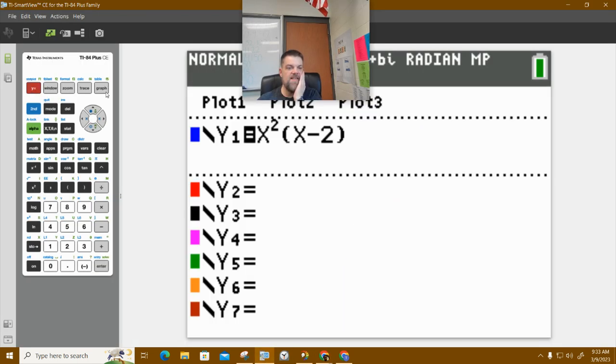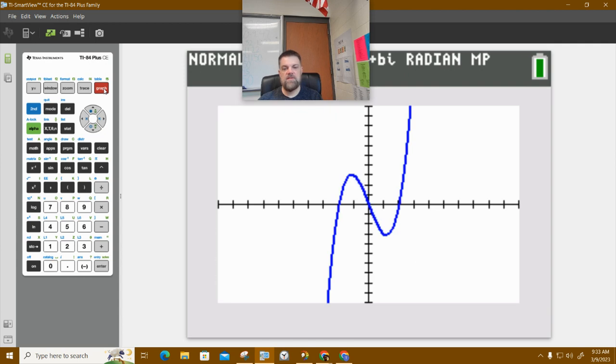So go in here, clear this out, and I'm going to say x times the quantity x minus 2 times the quantity x plus 2. Hit graph, bam with the bacon sizzle. Crosses at -2, crosses at 0, crosses at +2. Has 2 humps, has 1 maximum and 1 minimum. We'll take a screenshot of that.